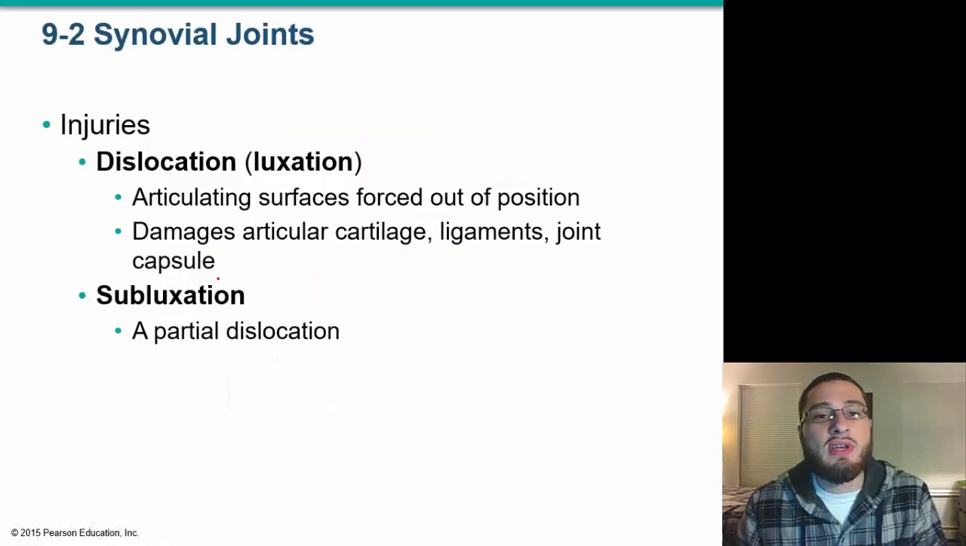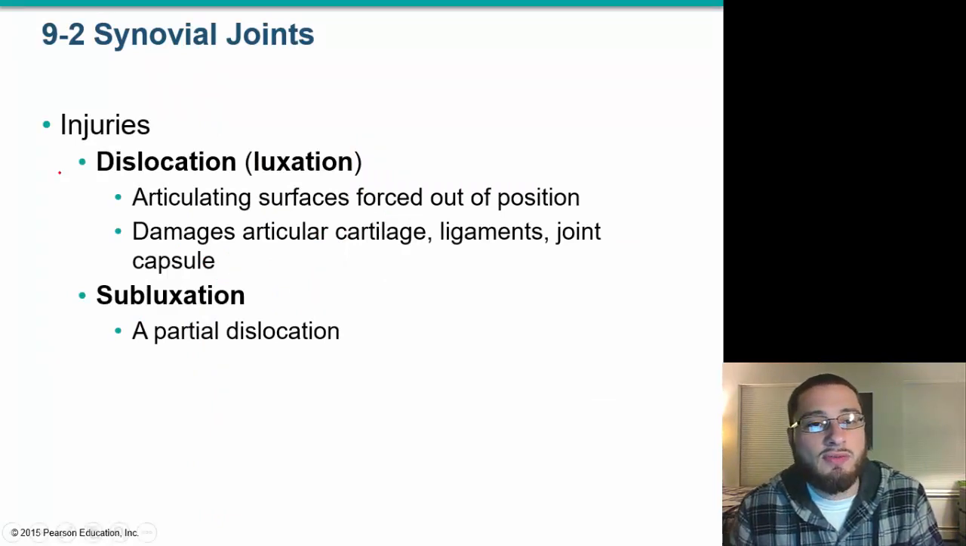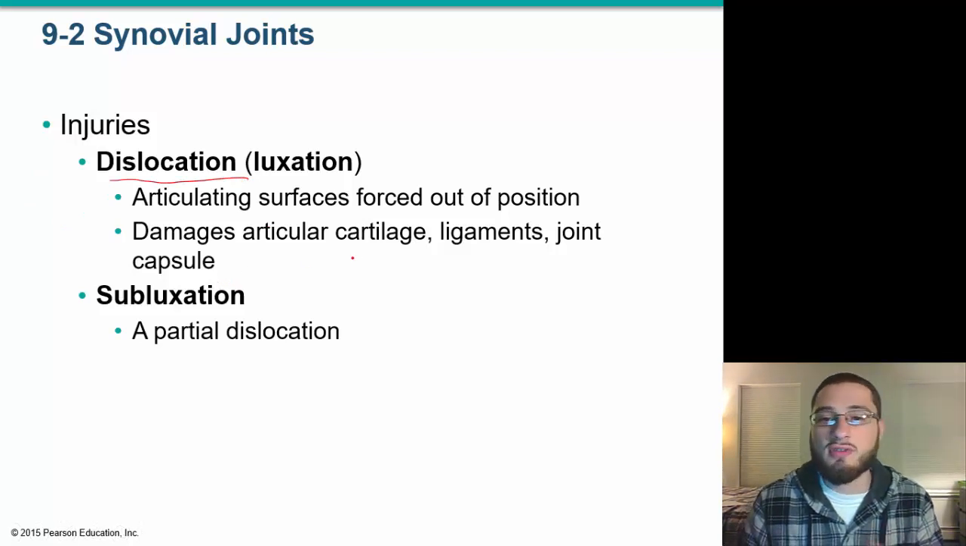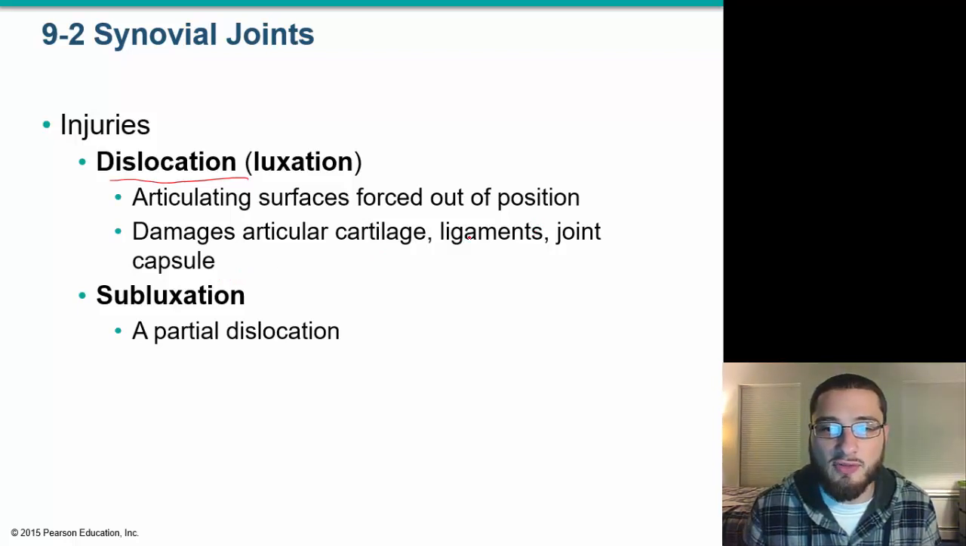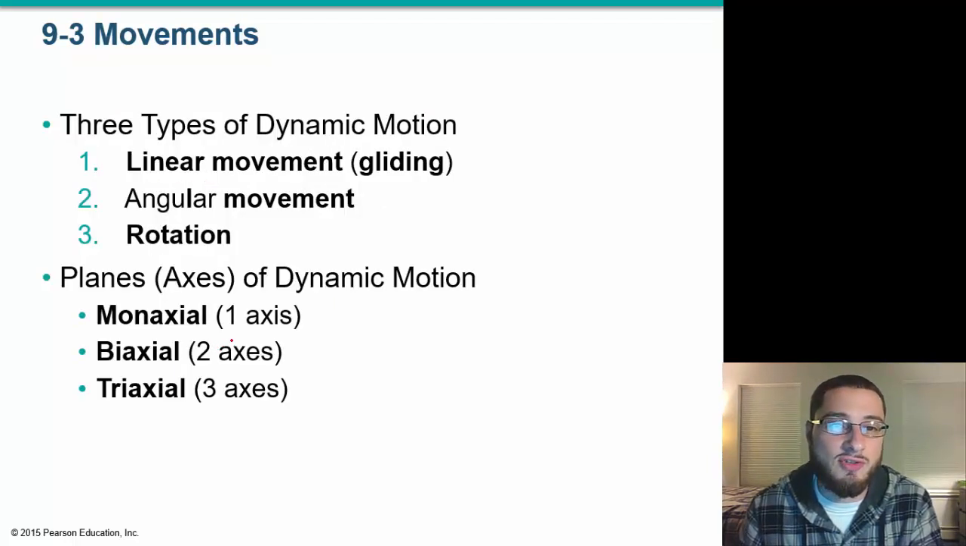Some injuries, we have luxation, which is what we call typically a dislocation. Okay, the articulating surfaces are forced out of position. It can damage articular cartilage. A lot of times, you might have some ligament damage, ligament tears, and the joint capsule can also be damaged. And then you have subluxation, which is really a partial dislocation.